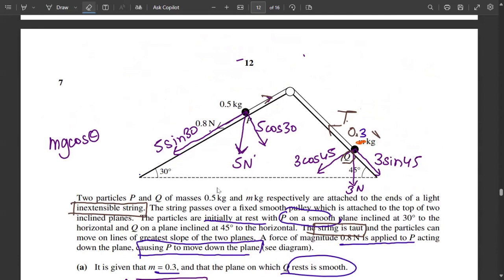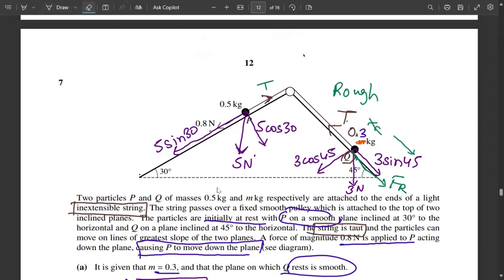Which is rough, P or Q? Q is rough, right? Yeah, Q is rough. That means here this will be tension. That means one more force will act now. This will be the frictional force, Fr. And because the ball is moving upwards, the frictional force will act downwards.